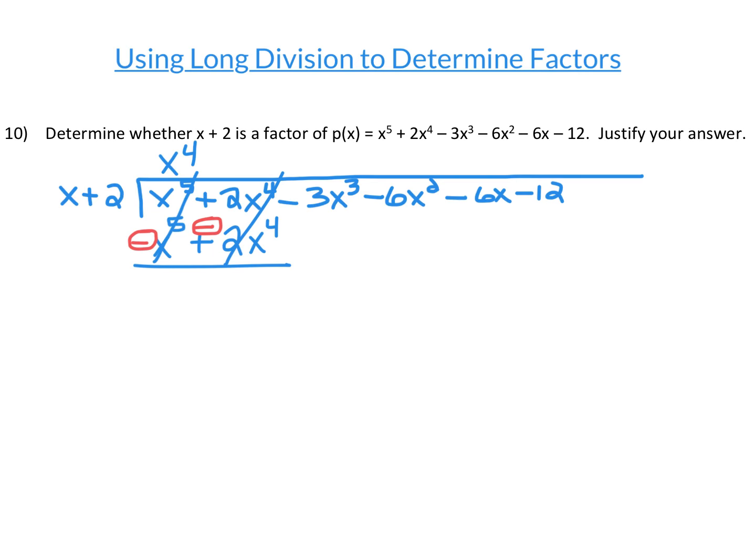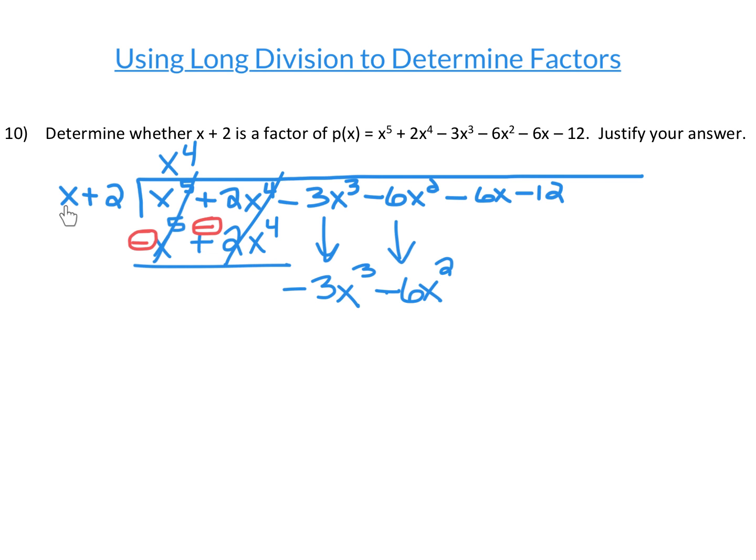So when that happens, see how we have two terms out here, right, the x and the 2? That means we need two terms down here. So instead of bringing down just the next term, we are going to bring down the next two terms. Okay, so I'm going to bring down the negative 3x cubed and the negative 6x squared. And let's start the process again.